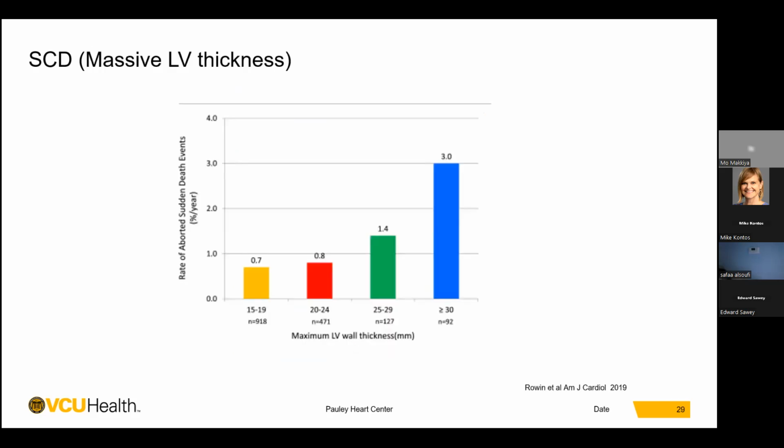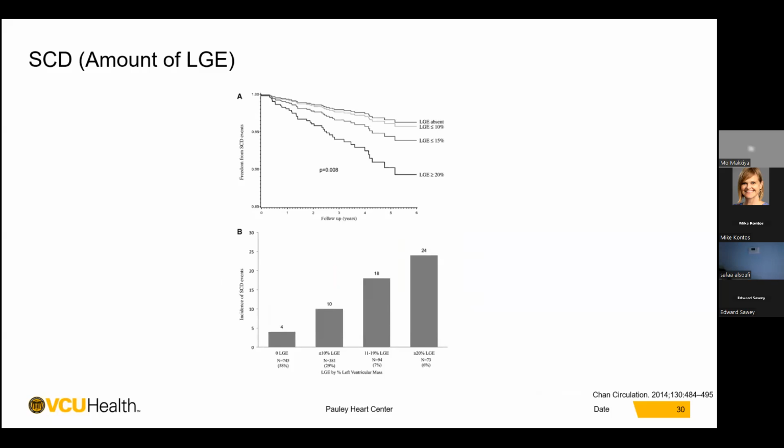So in this column chart, we see the progressive increase in the rate of aborted sudden cardiac death events in a cohort of around 1,700 patients. There is a significantly greater rate for those with massive LV hypertrophy, with a wall thickness of 30 millimeters, around 3% per year for SCD. MRI again can play a major role and provide accurate measurements in these patients, especially those with focal hypertrophy, where echo tends to underestimate or overestimate.